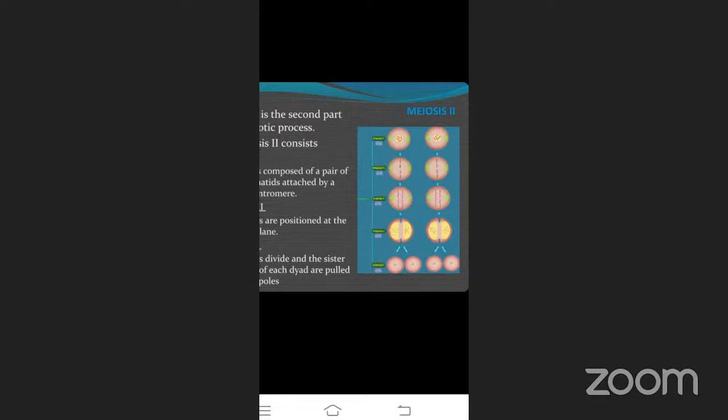These variations help in the origin of new species and evolution. During meiosis, chromosomes assort independently, resulting in variation of the progeny.